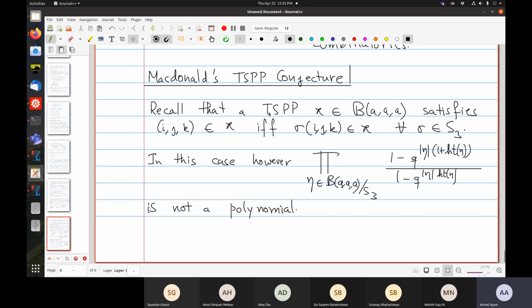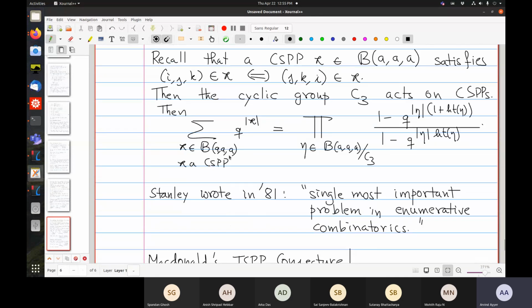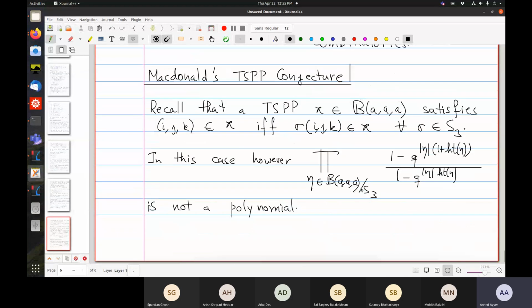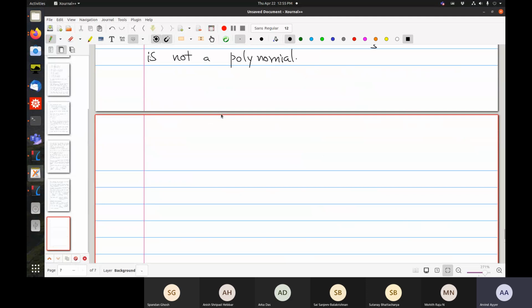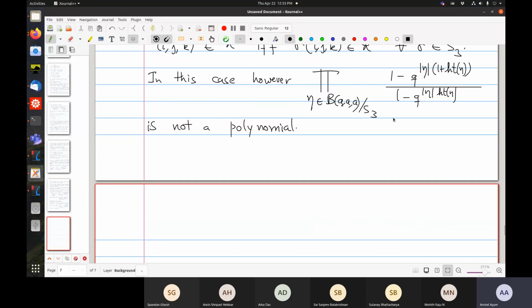So I was saying, in this case, this product over eta in B(A,A,A) mod S3 of (1 minus q to the power of |eta|(1 plus height eta)) divided by (1 minus q to the |eta| height eta) is not a polynomial. Okay, so it was working nicely for S2 and C3. It sort of failed for S3, but not completely. So here I should say for large A, greater than or equal to 3, I think. However, the situation is not that bad.